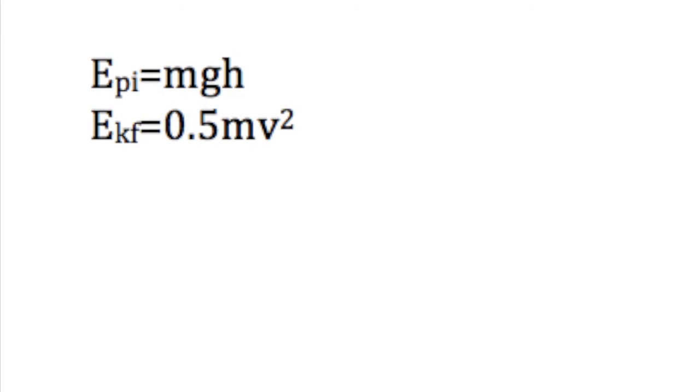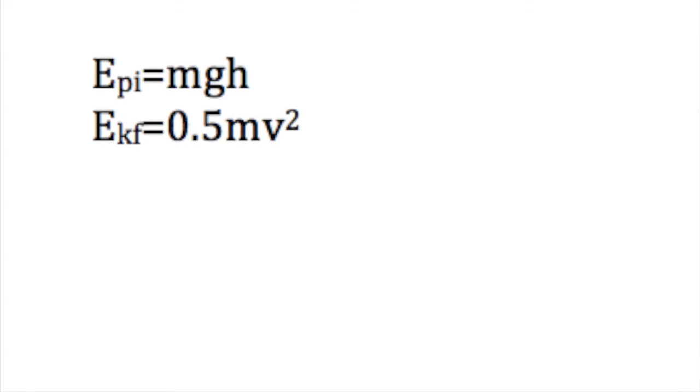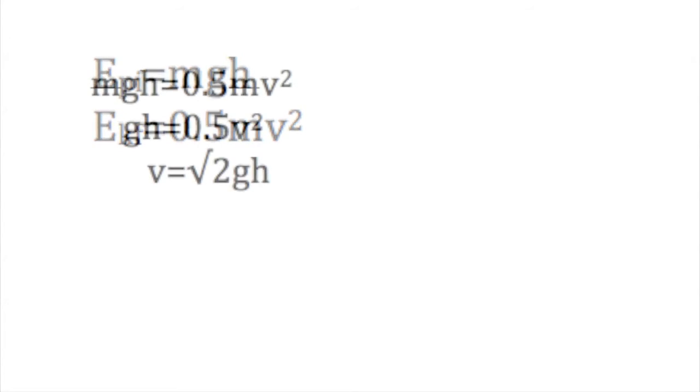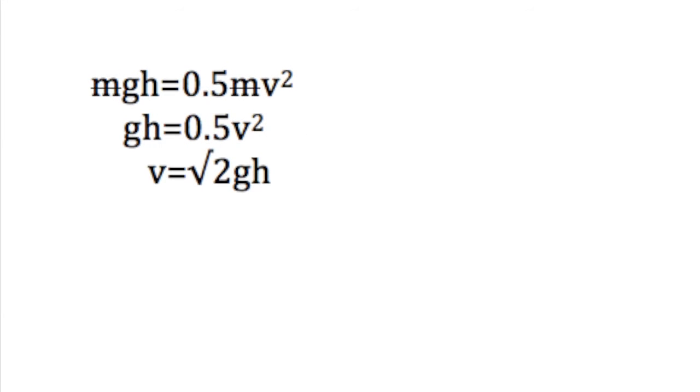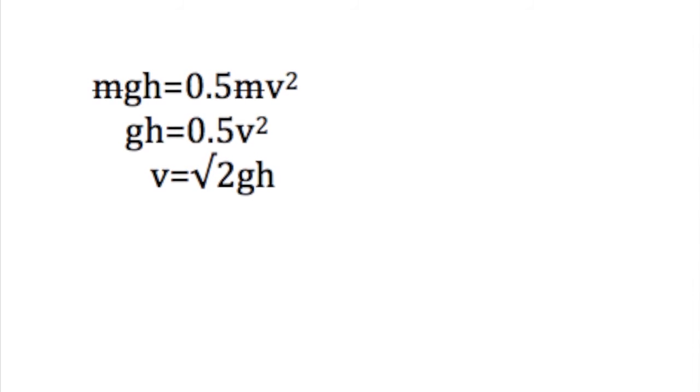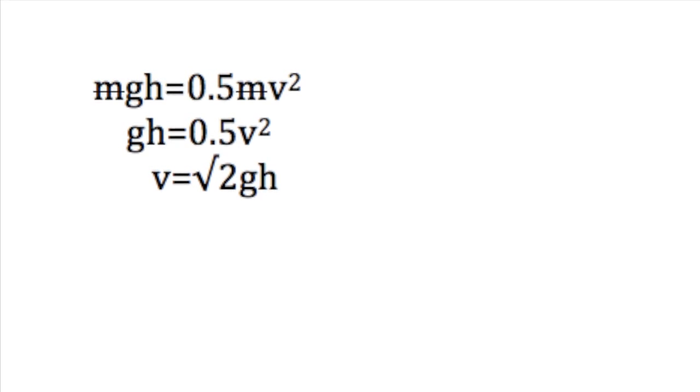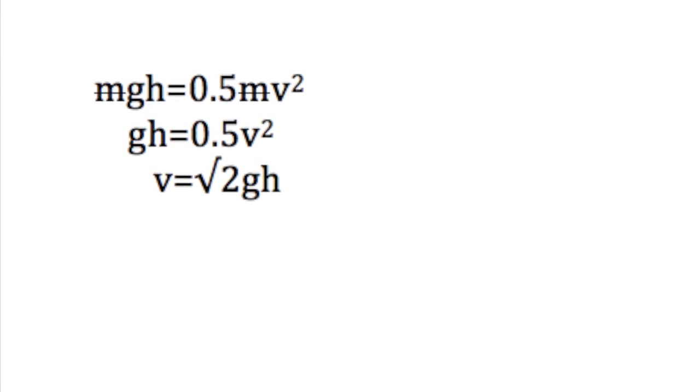We know that potential energy is equal to mass times acceleration due to gravity times the height, and kinetic energy is equal to 0.5 times mass times velocity squared. We can now plug these back into the original equation, giving us mass times acceleration due to gravity times height is equal to 0.5 times mass times velocity squared.